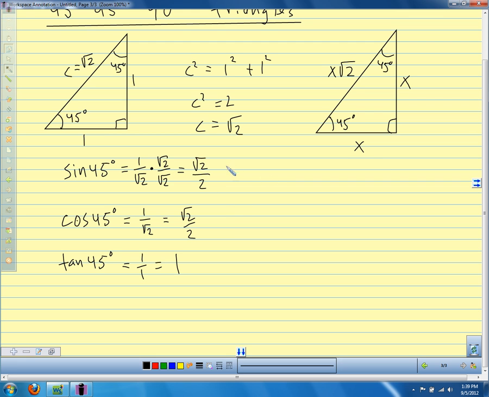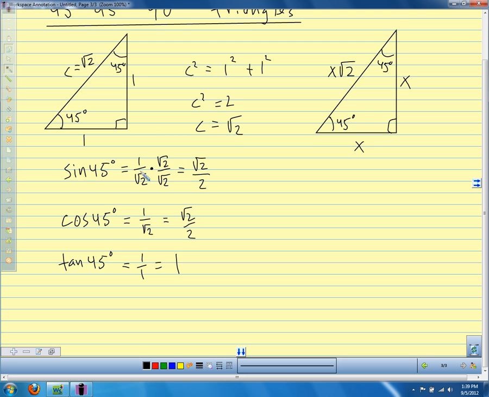Everybody good with how we came up with the sine, cosine, and tangent of 45 degrees? Picture perfect? Okay. So a lot of times, before we move on, people ask, why do we rationalize the denominator? Why don't we write 1 over square root of 2? Well, there's nothing wrong mathematically with writing 1 over square root of 2.